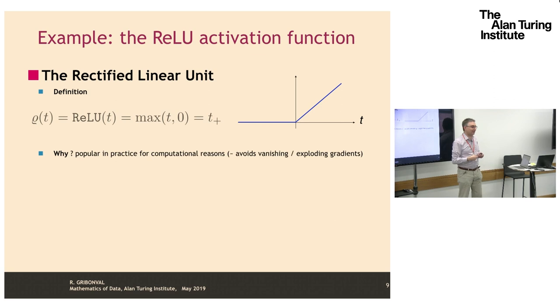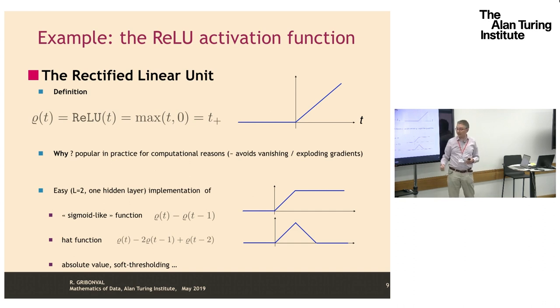It's probably not the first activation function that comes to mind with respect to the history of neural networks, where sigmoid-like activation functions were considered, but it's not difficult to implement a sigmoid using this activation function. You can implement sigmoid-like activation functions by a simple combination of two neurons, and with three neurons you can also implement the hat function. And so it's not difficult with this kind of observation to realize that any 1D continuous piecewise affine function can be implemented with just one layer of a neural network with the ReLU.